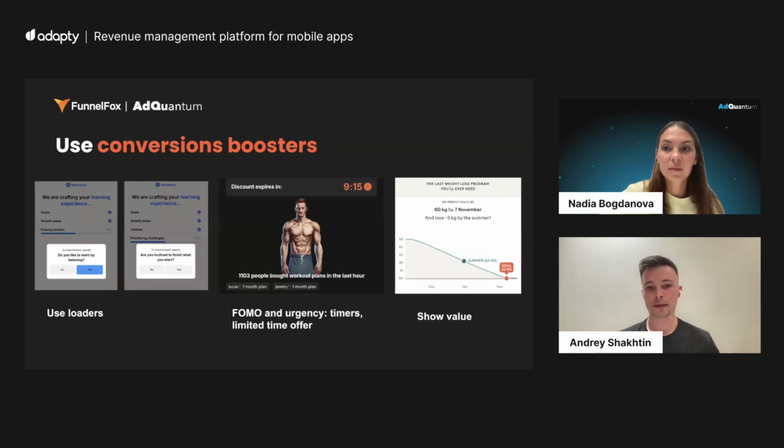Like Noom does, they show a weight loss prediction graph in the middle of the funnel. This is the first aha moment for the user, and the first value they get in touching the product. And the right expectation as well, I think.